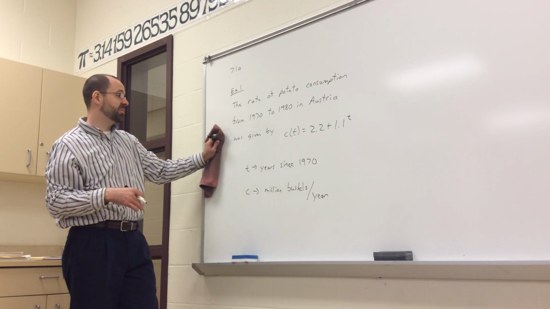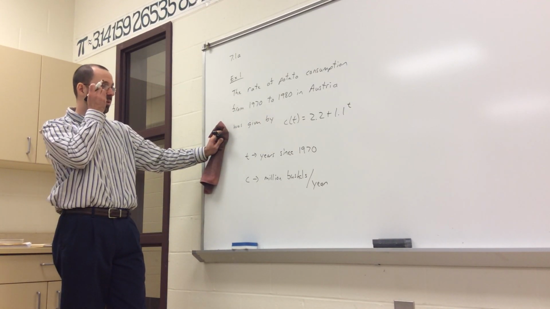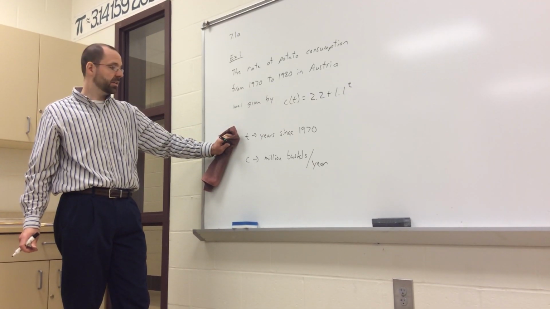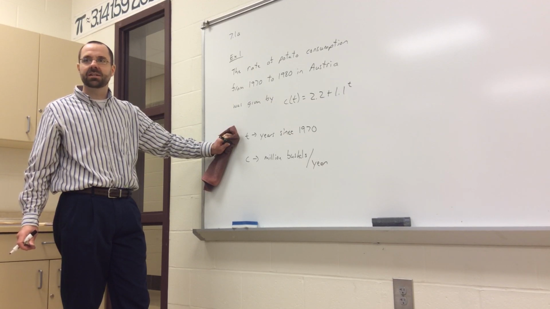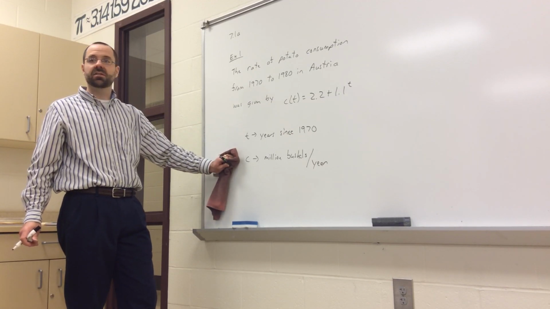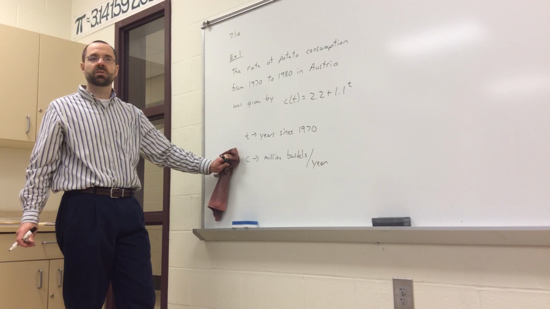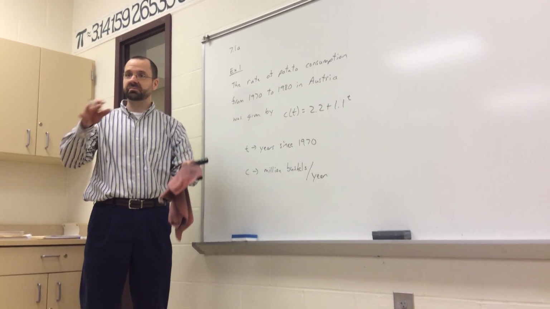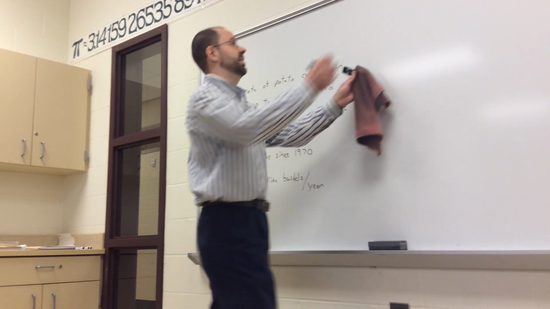So anyway, the rate of potato consumption was given by C of t equals 2.2 plus 1.1 to the t power. So just for clarification, t represents the number of years since 1970, and C is the rate, and it's measured in million bushels per year. You might not know what a bushel is. A bushel is like a basket about this big.